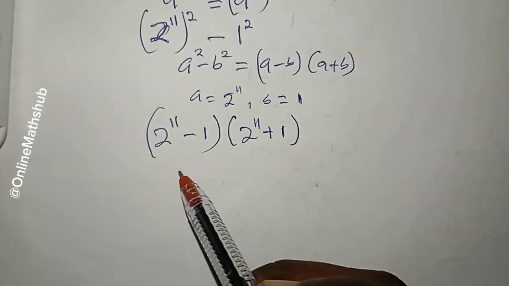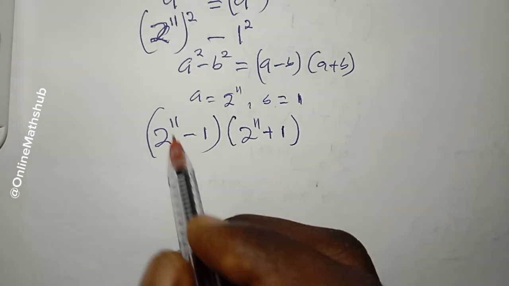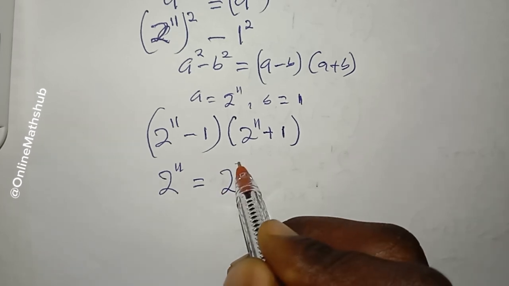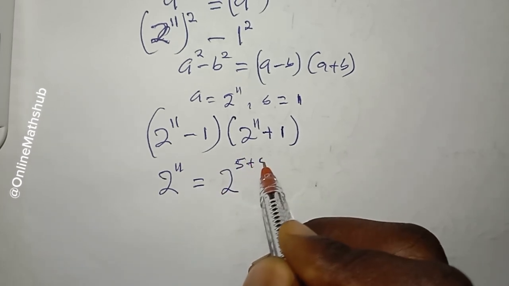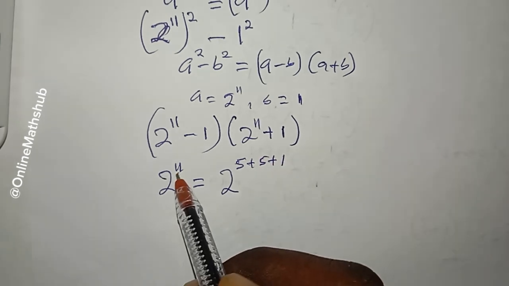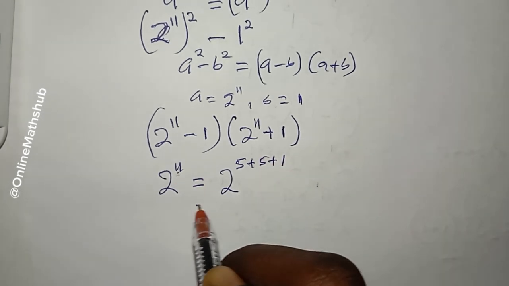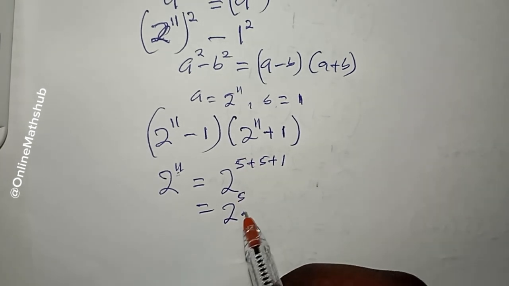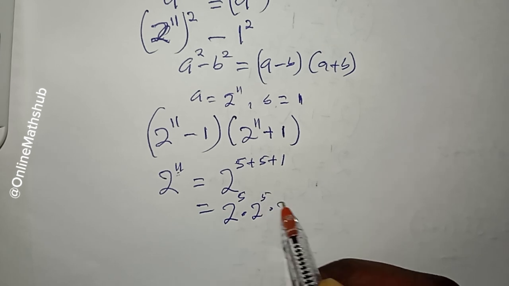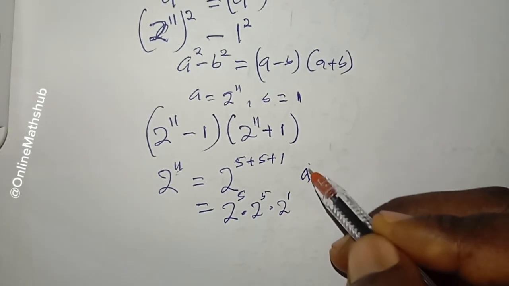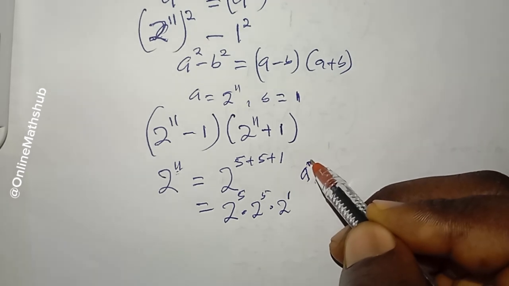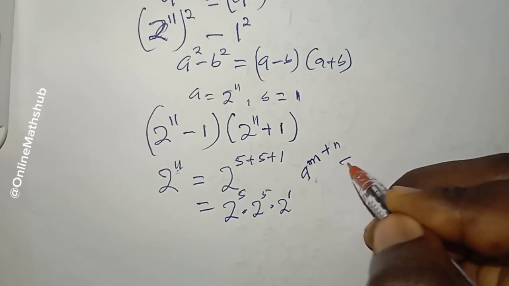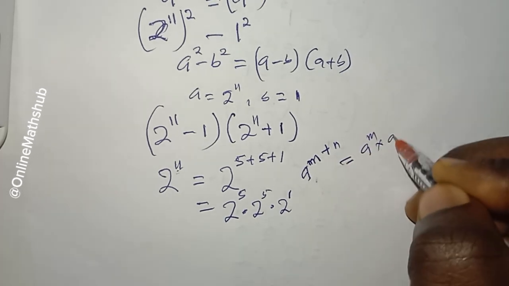Basically, to finish this evaluation we just need to compute 2 power 11. So how do you do that? We can write 2 power 11 as 2 power 5 plus 5 plus 1. We want to split this 11 so that we find it more convenient to solve. Using the law of indices, I can write it as 2 power 5 multiplied by 2 power 5 and multiplied by 2 power 1. This is the product law of indices, which says that a power m plus n can be written as a power m multiplied by a power n.